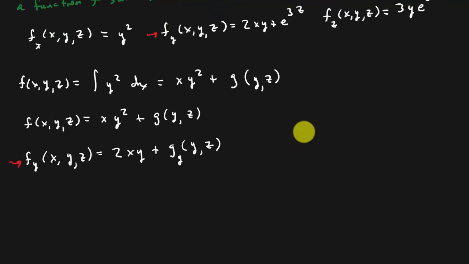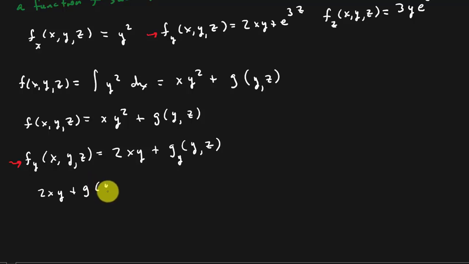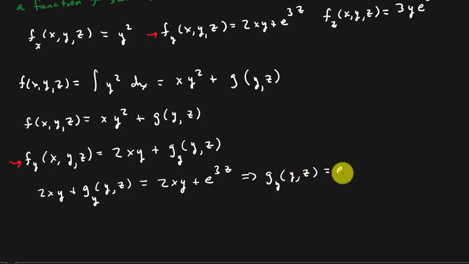So I can set those equal to each other. So that's going to give me 2xy plus the partial of g with respect to y is equal to 2xy plus e to the 3z, which the 2xy's cancel, so I get the partial of g with respect to y is equal to e to the 3z.